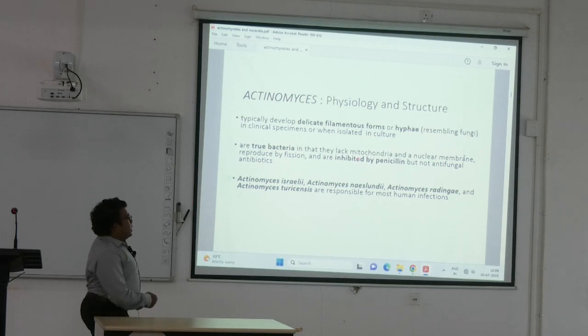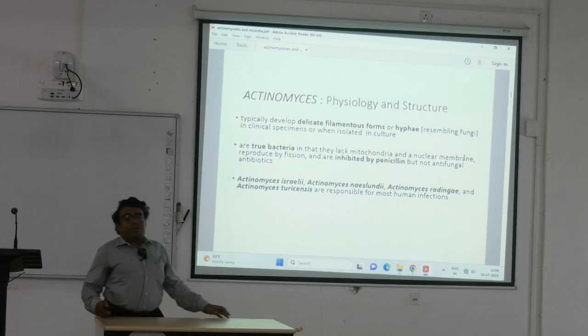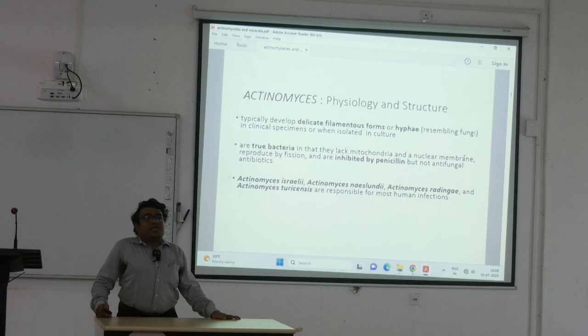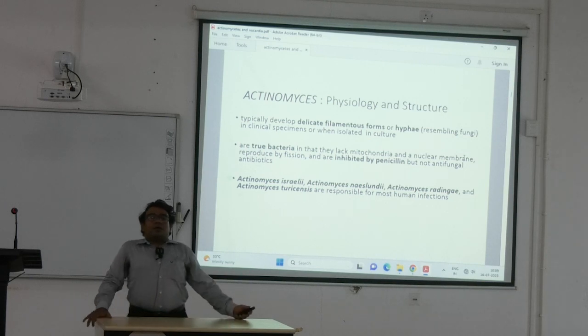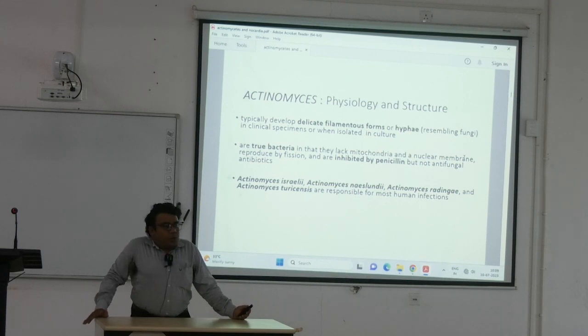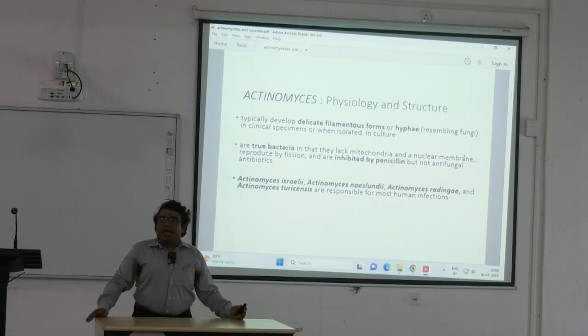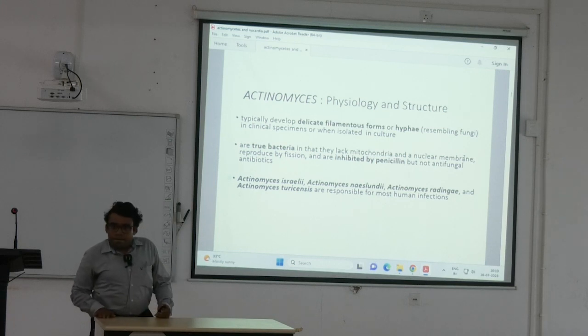Why? Because they lack mitochondria, they do not have a nuclear membrane, they reproduce by fission and are inhibited by penicillin. When I say they are inhibited by penicillin, that means the drug acts on the bacterial cell wall. I think you have read about the general properties of fungus. First of all, fungus is a eukaryotic cell. It has a different cell wall composition as compared to bacteria. Okay.